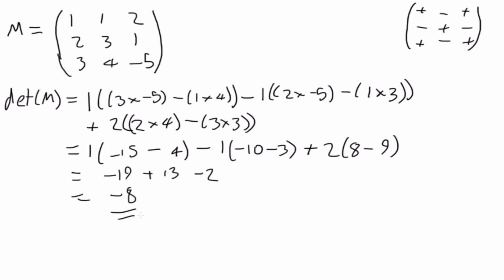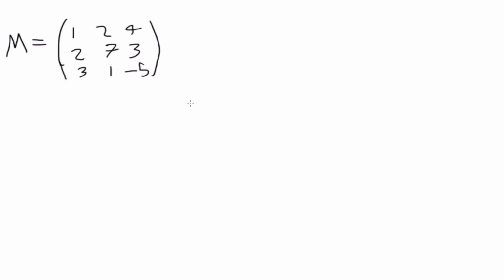If you managed to get that, well done. Let's move on to another 3x3 matrix. This is our final example, another 3x3 matrix: 1 2 4, 2 7 3, 3 1 minus 5. I'm not going to write out that little rule I wrote earlier, because if you want to get good at matrices, you should try and know it off the top of your head.